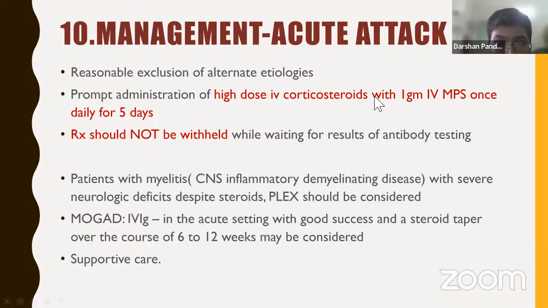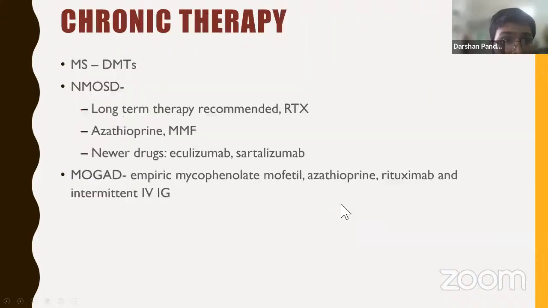So to manage, we first have to reasonably exclude alternate etiologies, and we should start high dose IV corticosteroids, 1 gram once daily for 5 days, and treatment should not be withheld while waiting for the results of antibody testing. In patients with myelitis with severe deficit despite steroids, PLEX should be considered. And in MOG, IVIG in acute settings can be associated with good success, and a steroid tapering dose can be given.